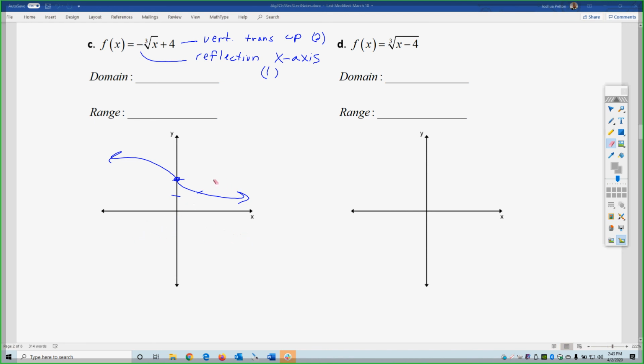Okay. But again, we wanted to sketch here, which we did, and there's no domain restrictions here.